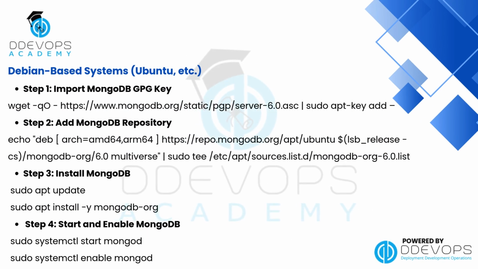MongoDB is a modern NoSQL database built for flexibility and scale. It stores data in JSON-like documents, making it ideal for unstructured or semi-structured data. To install it on Debian-based systems, first import the GPG key, then add the MongoDB repository. Update your package list and install MongoDB. Finally, start and enable the service to get your database up and running.